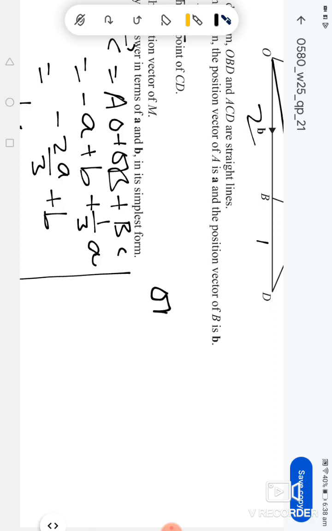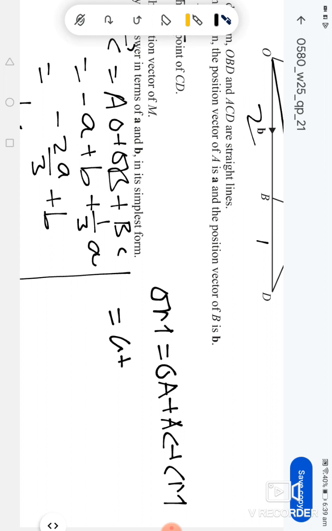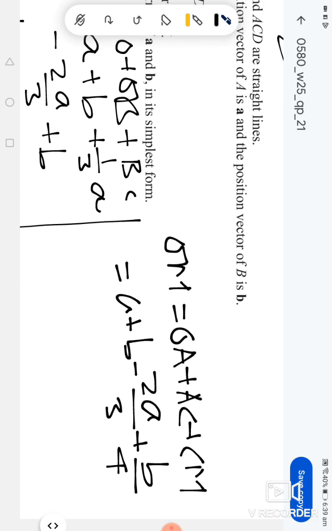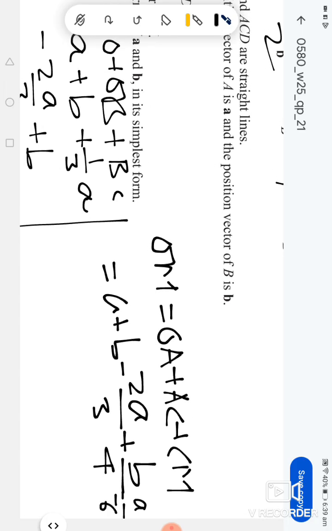Now OM equals OA plus AC plus CM. So a plus b minus 2a by 3 plus b by 4 minus a by 6. So equals a by 6 plus 5b by 4.